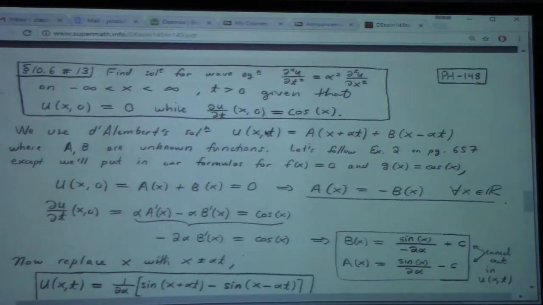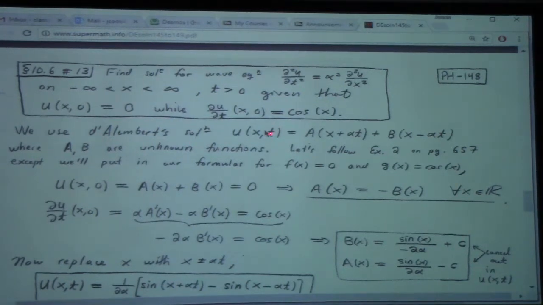Here's another one. Actually, this one's a lot different. This number 13: solve the wave equation, not on a finite interval, but from minus infinity to infinity for positive time, given that u of x, 0 is 0, while partial u partial t is cosine x. And so here, I use something called D'Alembert's solution.